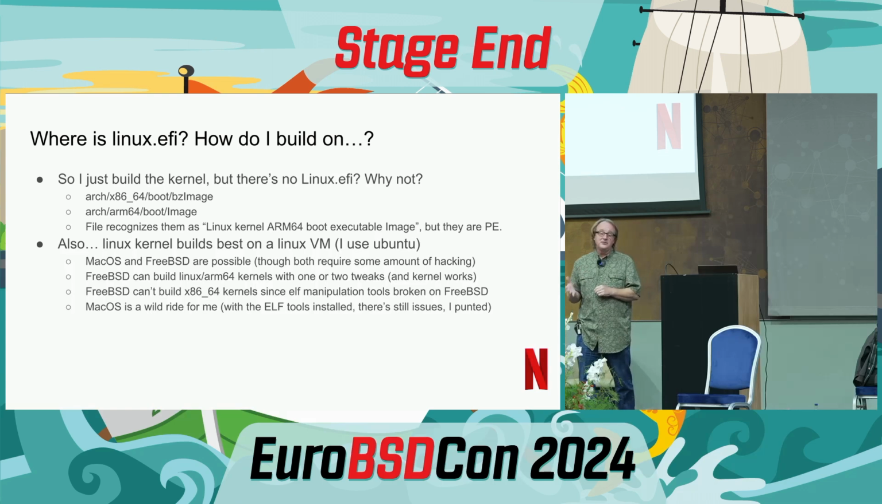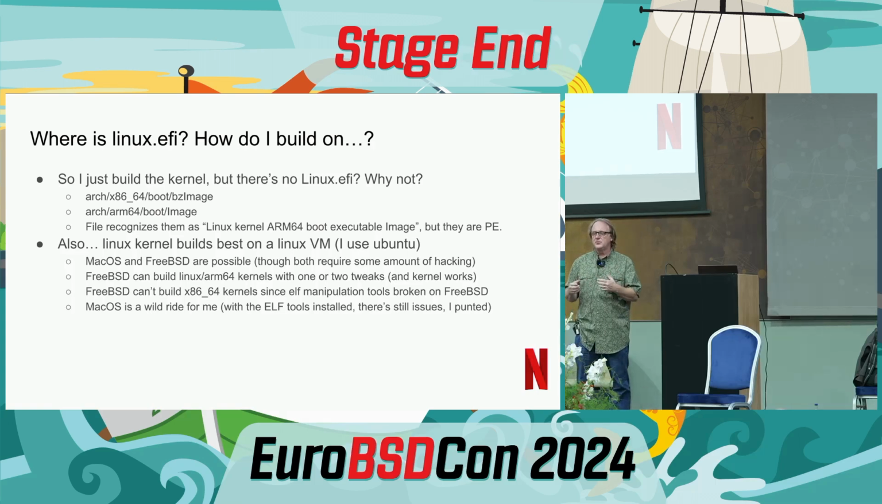But for x86, Linux does a bunch of massaging of the ELF file for the loadable modules, and it has special tools to do that. Those special tools do not build on FreeBSD without a lot of crazy effort. And if you put that crazy effort in, you'll find that they don't run correctly. So it's best to build Linux on Linux.